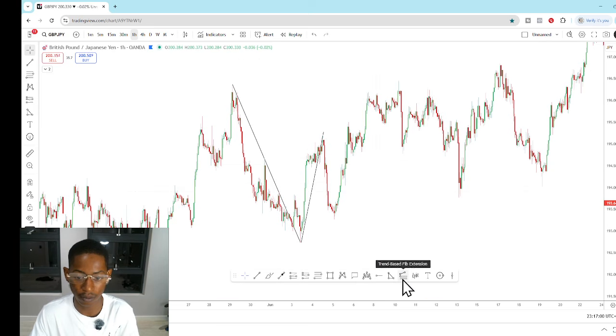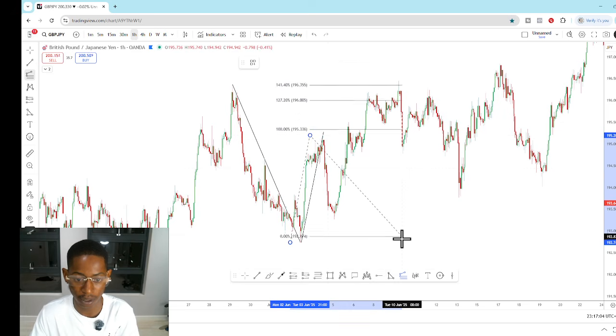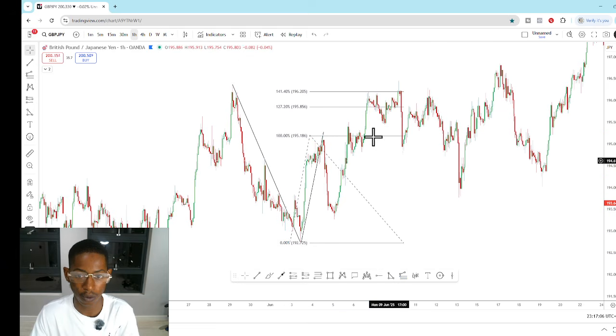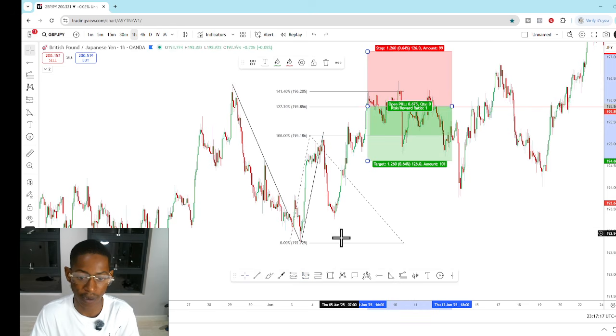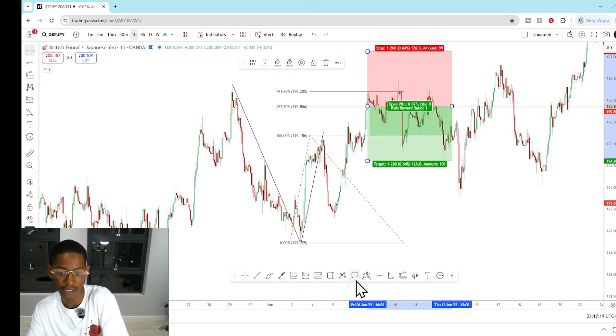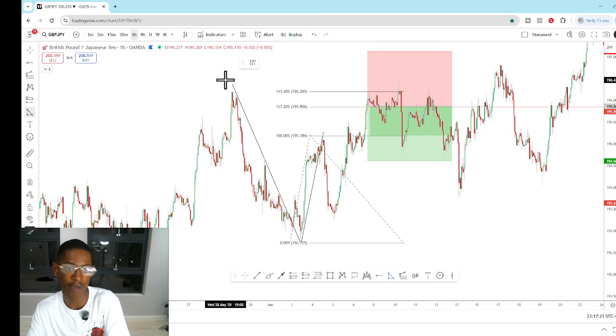Our entry is going to be from Fibonacci expansion, from the low to the high, back to the low, which is going to be 127. Here's our level on 127. This is what we're doing. And then I'm going to be looking for a sell before price even gets here. Né? Before price even gets here, I would already have a pattern that's going to be more like this.